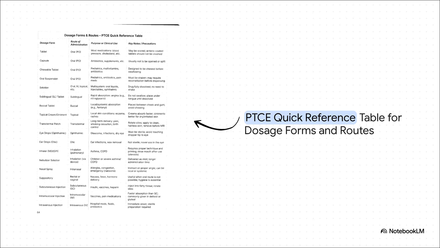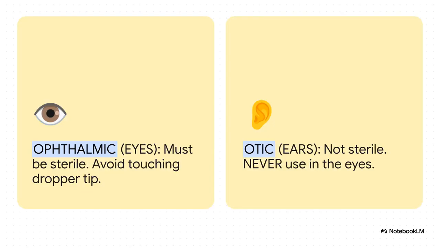Now, let's see how all this builds into another critical safety check. All right, here is your second golden rule, and you absolutely need to memorize this. Ophthalmic means for the eyes, and otic means for the ears. Ophthalmic drops must be perfectly sterile because the human eye is incredibly sensitive to infection. Otic drops, the ones for the ears, don't require that same strict level of sterility.